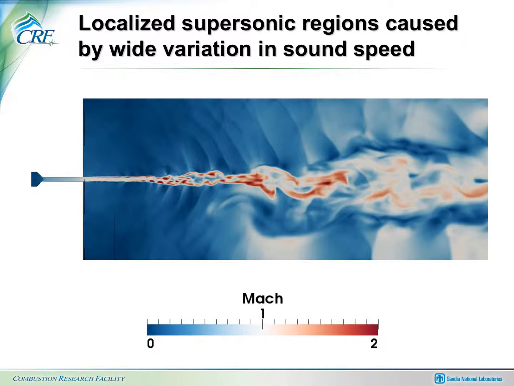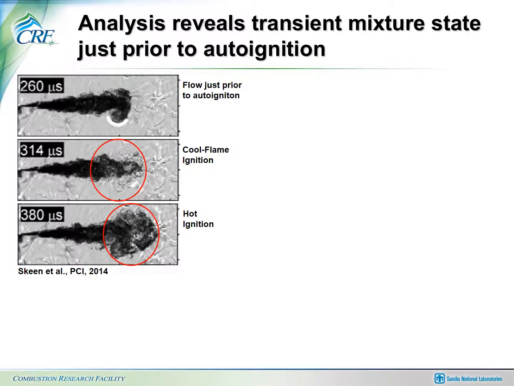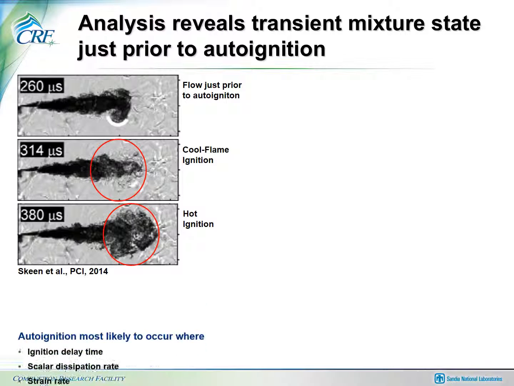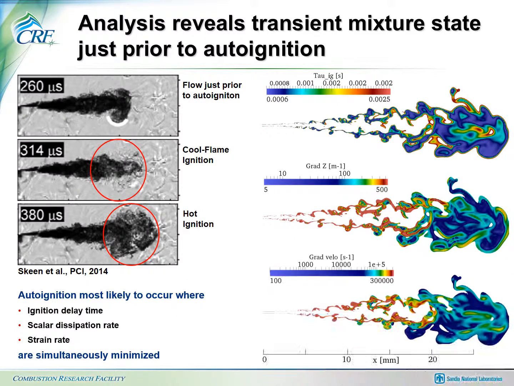Okay, so I want to close this out now, and I want to highlight one last example of what we're trying to do. The other thing we're looking at, and I'm just going to put these images up here, is now we want to analyze the flow field to start understanding what the local mixture state looks like just prior to autoignition. So on the left, again, I'm showing you imaging from Scott Skeen, who did these visualizations in the same rig, Lyle Pickett's high pressure combustion vessel. So you're looking at the flow just prior to autoignition, the cool flame regime, and the hot ignition regime.